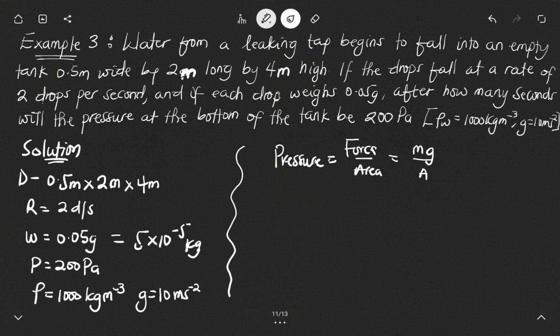So pay attention. We have the pressure, which is equal to mass multiplied by gravity over area. Are you okay? So let's do the quick substitution. Our pressure is 200, which we've been given here.